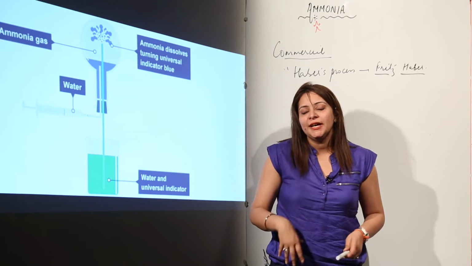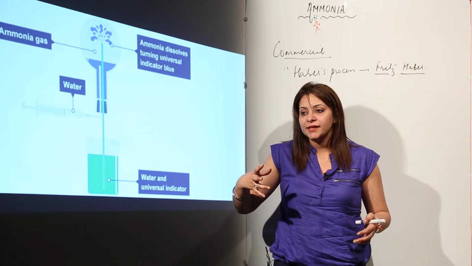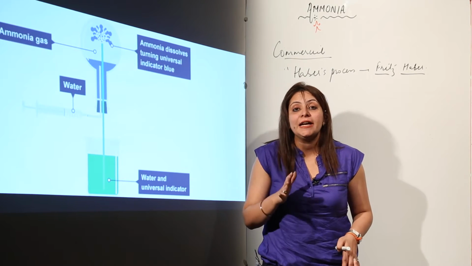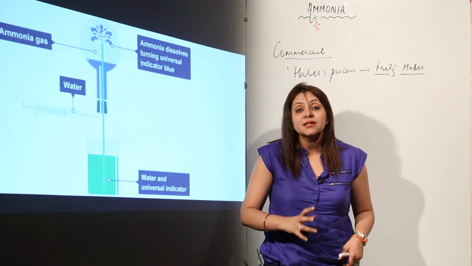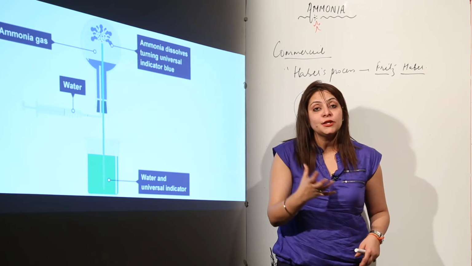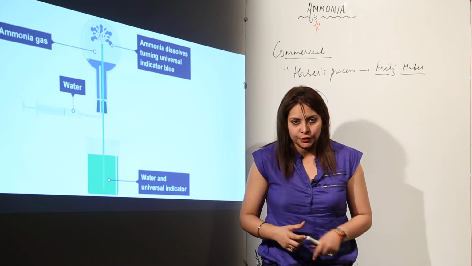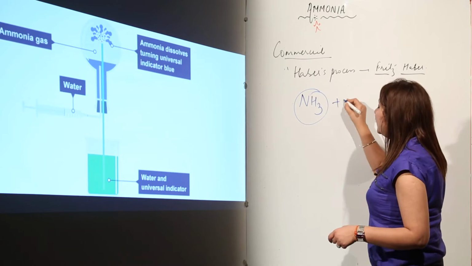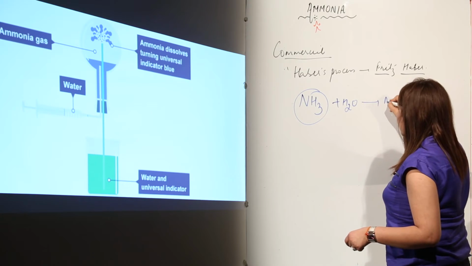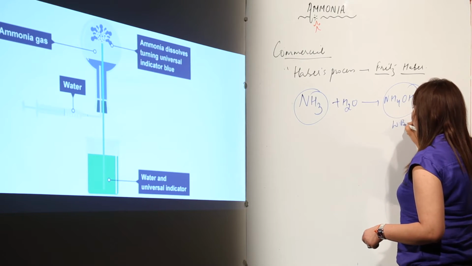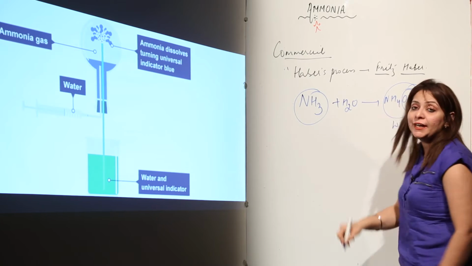So if you have dry ammonia and you pour a litmus solution on it, nothing is going to happen, because dry ammonia is neutral in nature. But you will be surprised to know that ammonia actually has a great solubility in water. So when ammonia reacts with water, it forms ammonium hydroxide, which is a weak base. As you can see, it has a hydroxide ion.